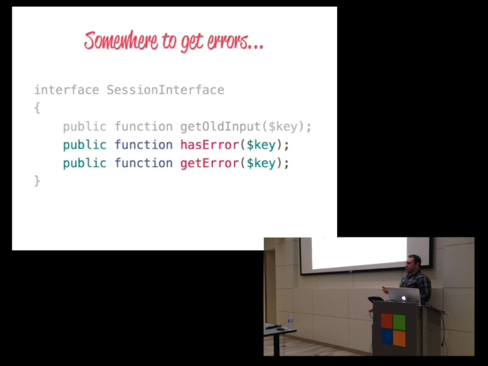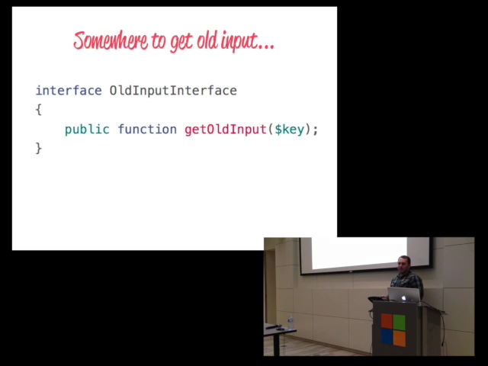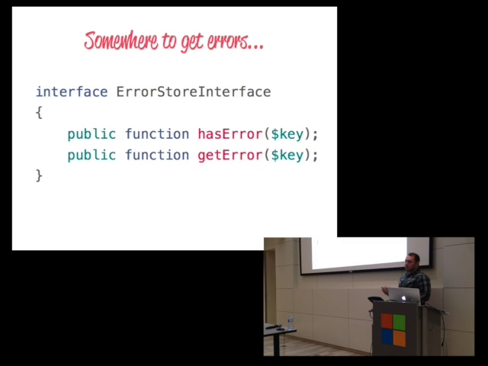So a simple solution to this is to just split the interface. Instead of having one session interface that provides all this functionality, we can just have an old input interface with one method that we can ask for old input, and an error store interface that supplies these two methods that allow us to check for errors and get the errors.